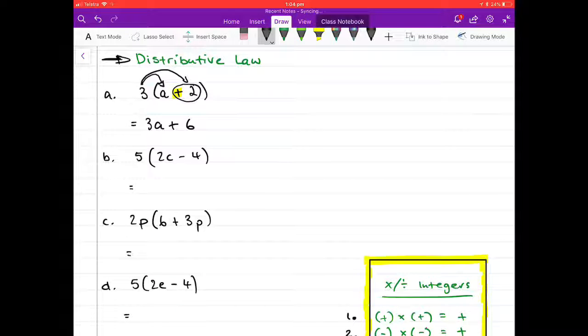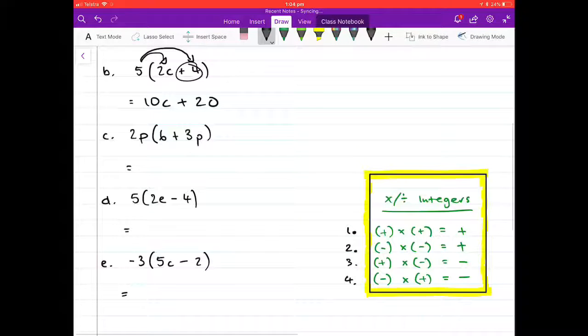Next one, and these will just build on from each other. We got 5 lots of 2C. Okay, so 5 lots of 2 carrots will get me 10 carrots. And then we've got 5 lots of positive 4. 5 fours gives me 20.